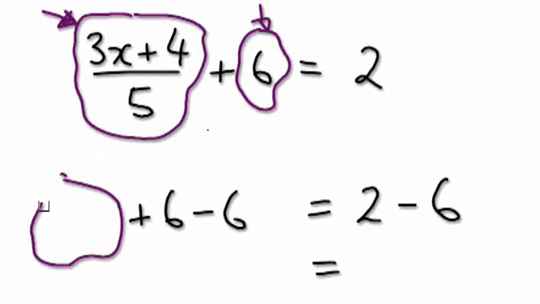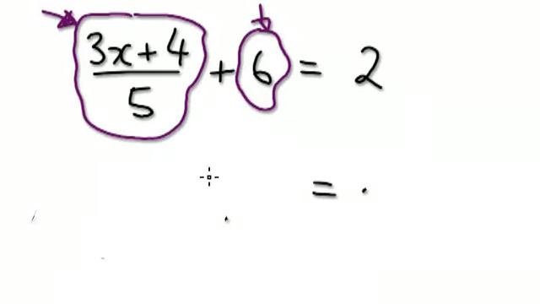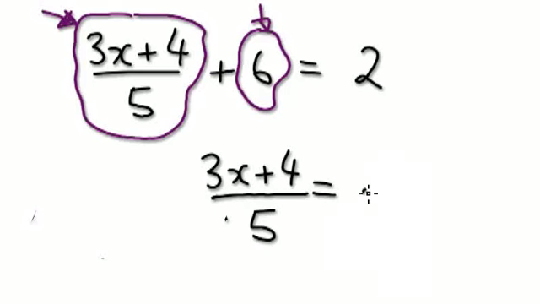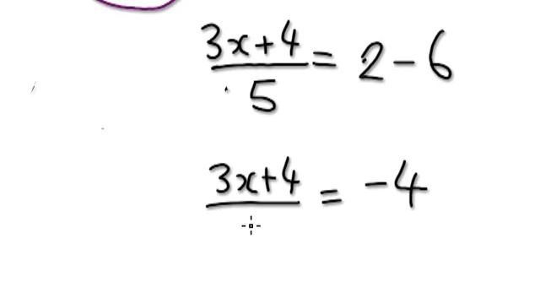Inside your mind, take away 6 from both sides. So all that you're left with is that massive bubble here. And then on the right hand side, 2 take away 6. Let's tidy this up: 2 take away 6 would be minus 4. On the left hand side I'm not doing anything, so let's just take it down.